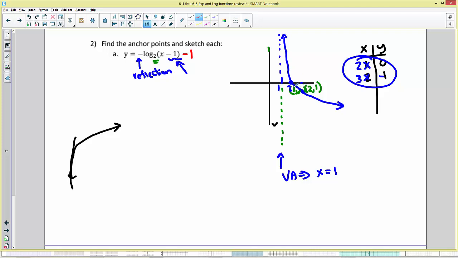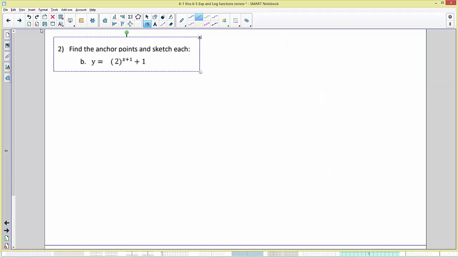I mean, the big thing here is the domain is from 1 to infinity, not inclusive of 1, right? 1 to infinity in interval notation, not including 1. So we got to be really careful of that vertical asymptote. Okay, let's go to the next one.